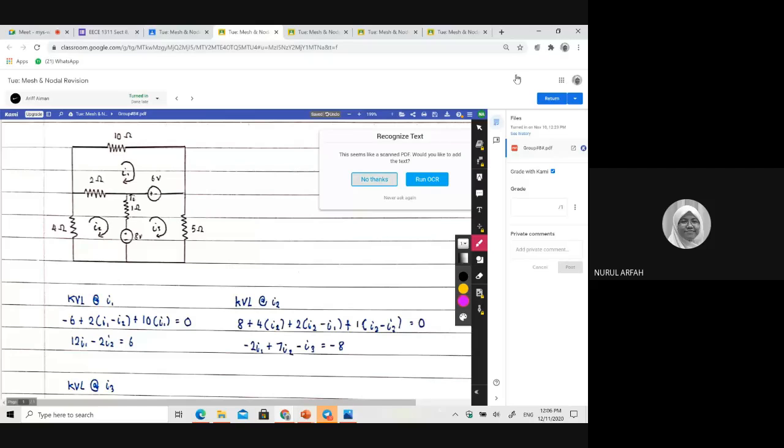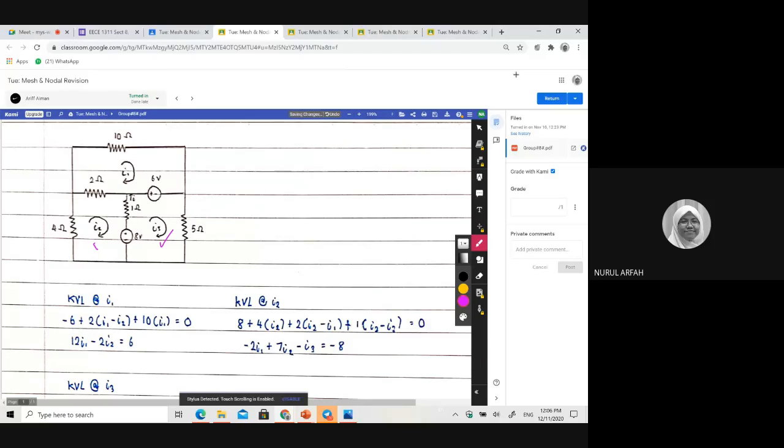So I'm going to check your imaginary current. Okay. And then second, do you have any current source? No, right? So when you don't have any current source, then automatically you don't have a super mesh. There's no super mesh because no current source. Okay, and then the rest, done.